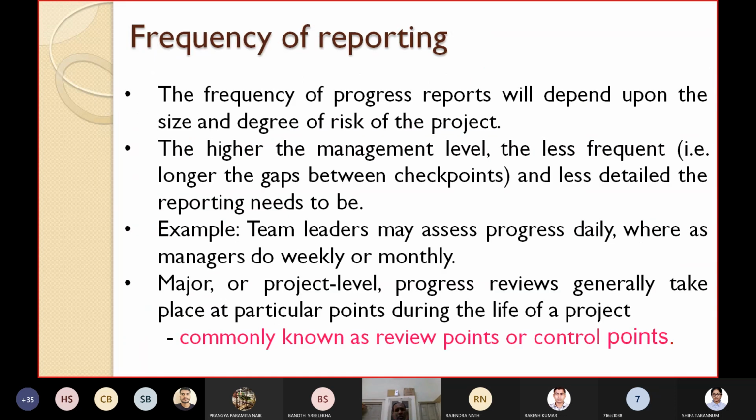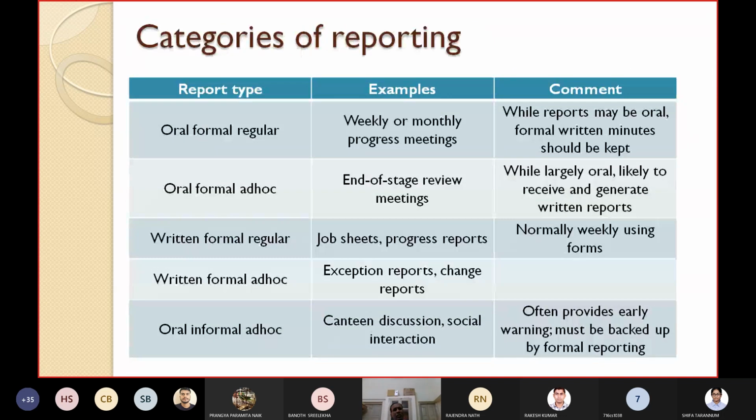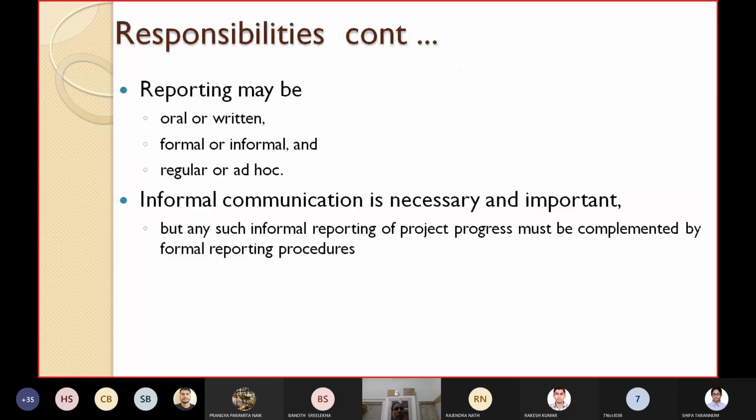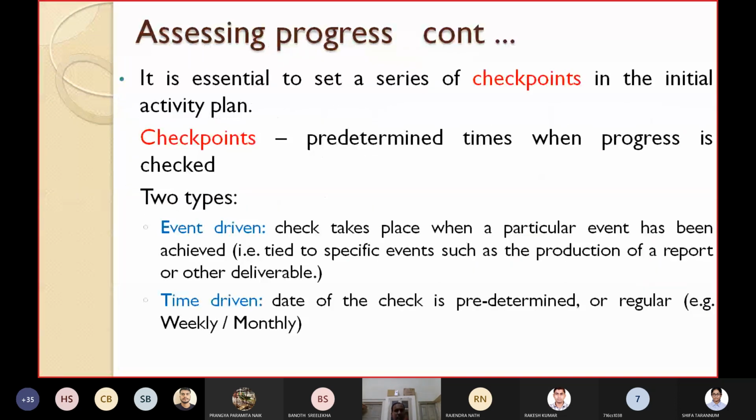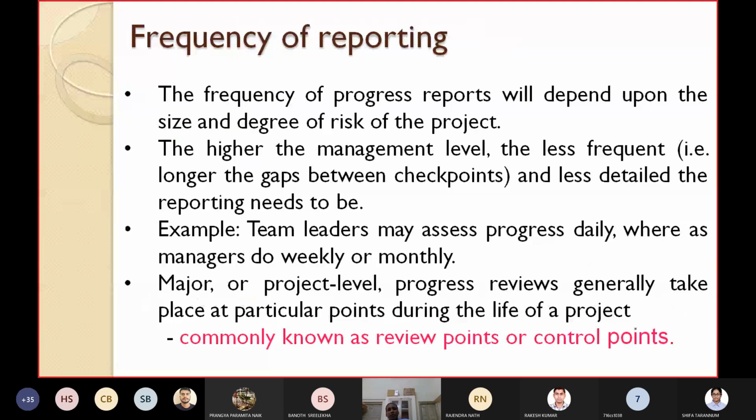As I have already told you, we have just seen the different methods of reporting, and the major methods are oral or written, formal or informal, regular or ad hoc. But now we'll see what should be the frequency of reporting. Whether this reporting should be made every day, every week, every month, once in a year, or when some event occurs. The frequency of project progress reports will depend upon the size and degree of the risks of the project.